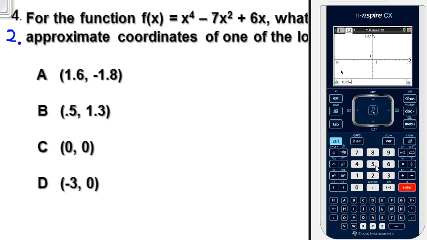And here we're going to put in x to the power of 4 minus 7x squared plus 6x. I thought this problem was quite a hard problem on this review. And when we graph it, this is what we're going to get. We get this kind of shape here.